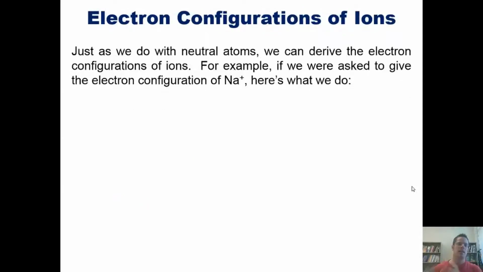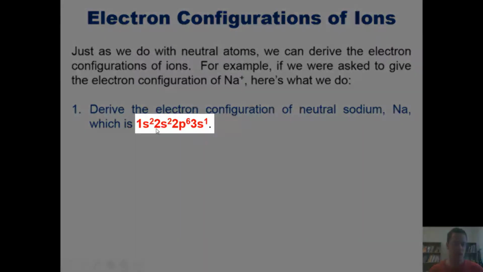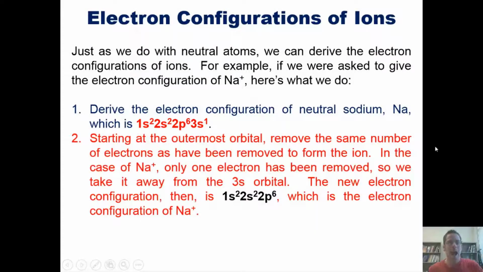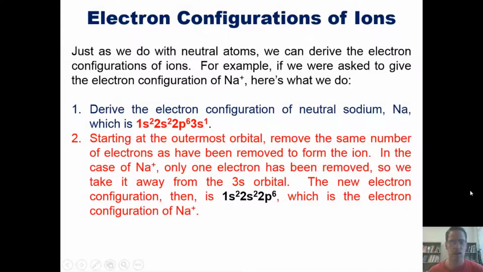I'll now teach you about the electron configurations of ions. Just as we can do with neutral atoms, we can derive the electron configurations of ions. For example, if we were asked to give the electron configuration of sodium cation, here's what we do. First, we derive the electron configuration of neutral sodium, which is this right here. Second, starting with the outermost orbital, we remove the same number of electrons as have been removed to form the ion. In the case of Na+, only one electron has been removed, so we take it away from the 3s orbital, this outermost orbital here. So the new electron configuration is 1s2, 2s2, 2p6, which is the electron configuration of Na+.